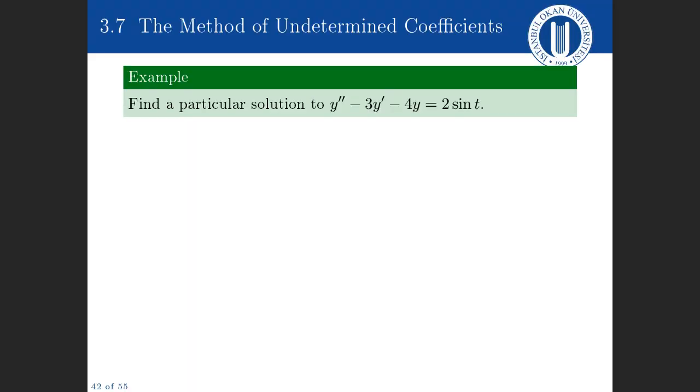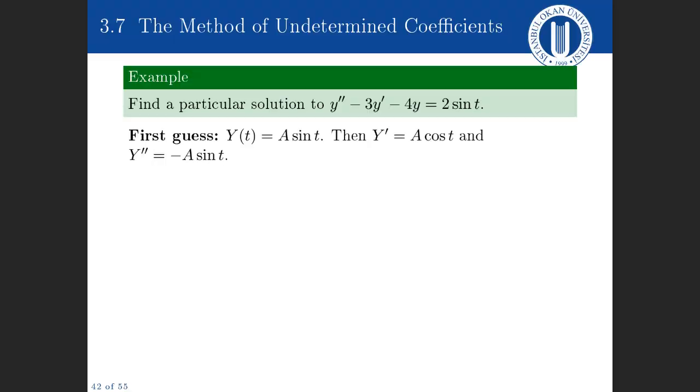Another one. Find a particular solution to y double prime minus 3y prime minus 4y is equal to 2 sine t. So let's look at this function. It's a number multiplied by a sine function. So we might make a guess that our particular solution is also a number multiplied by a sine function. But I've written here this is our first guess. There's a clue here that something's not going to work.